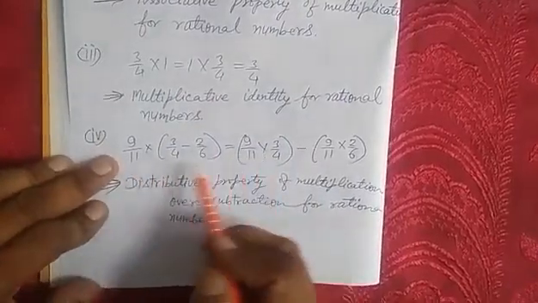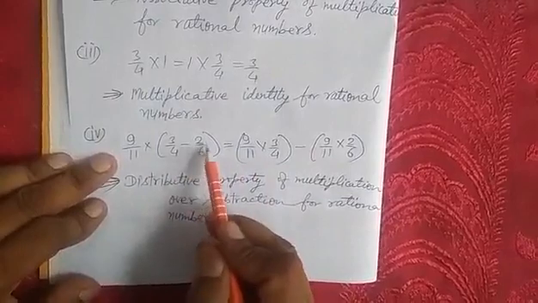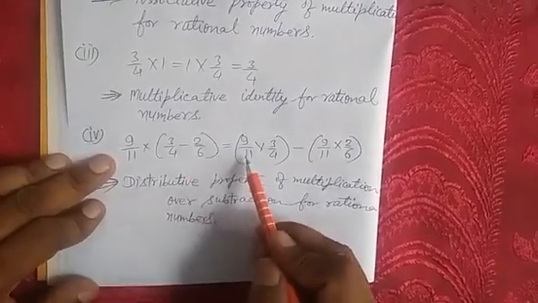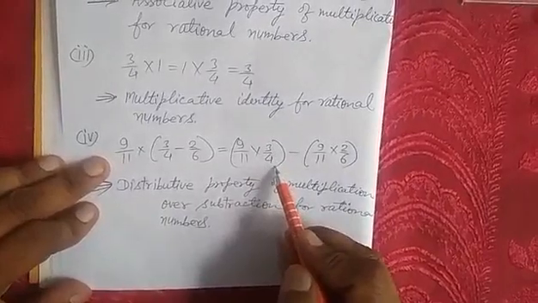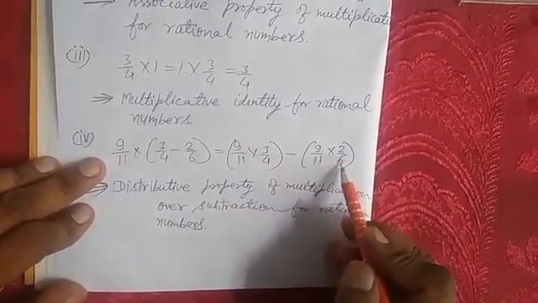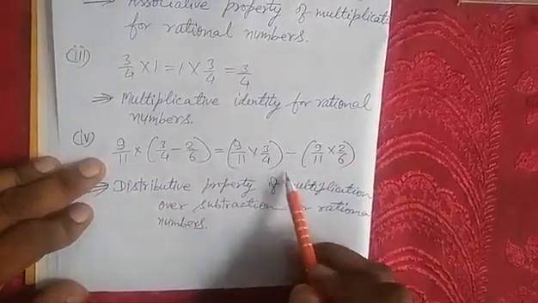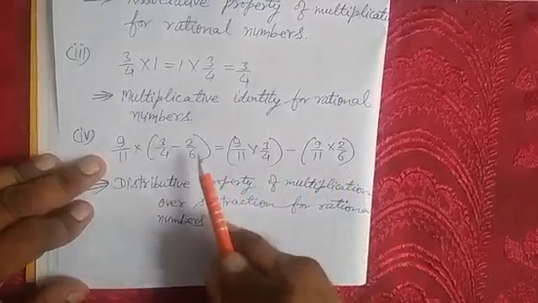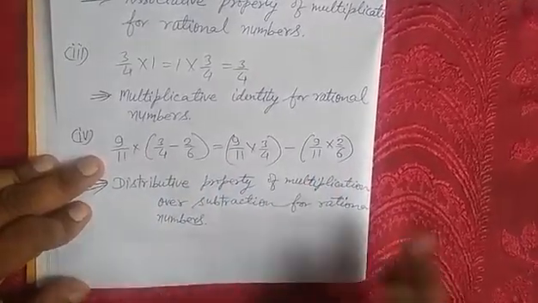And fourth part is 9 upon 11 into (3 upon 4 minus 2 by 6) is equal to (9 upon 11 into 3 by 4) minus (9 upon 11 into 2 by 6). This is distributive property of multiplication over subtraction for rational numbers.